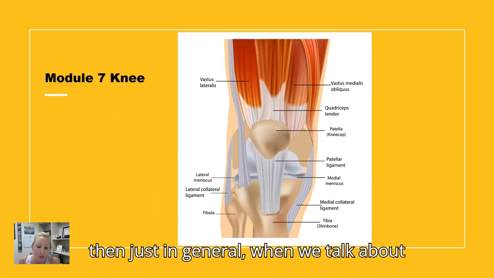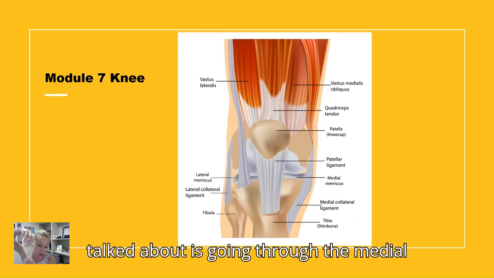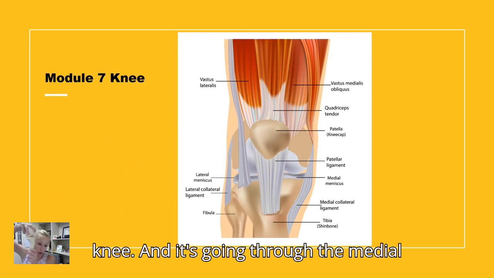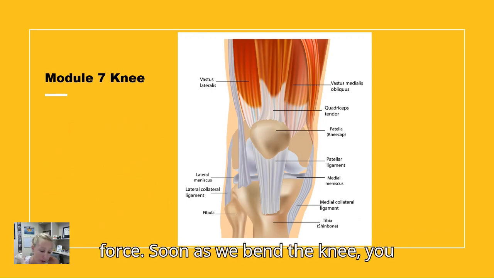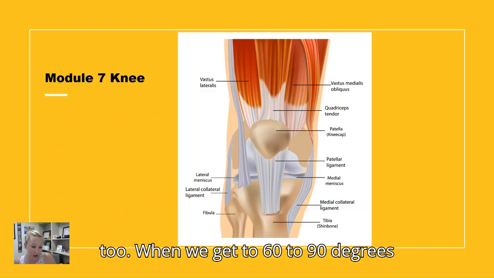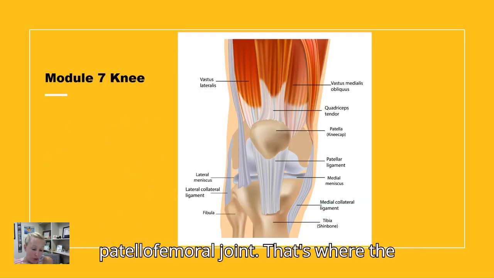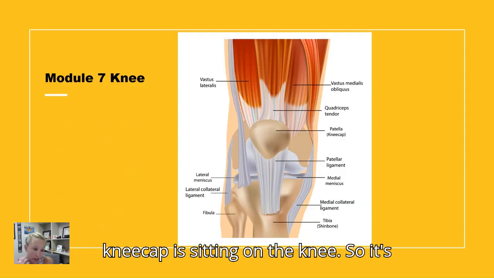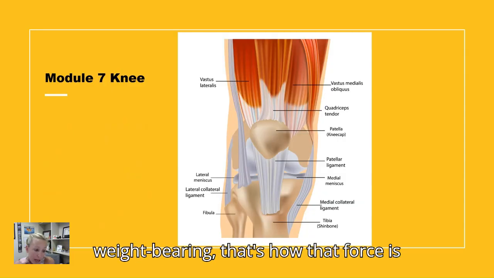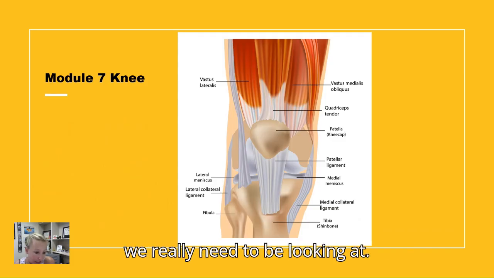And then just in general, when we talk about the force through the knee, when the knee is extended and we're in a weight bearing position, that force, like I talked about, is going through the medial knee, and the medial tibial plateau is taking a lot of that force. As soon as we bend the knee, you also have the kneecap out here. When we get to 60 to 90 degrees of knee flexion, that's where we have the highest point of stress through the patellofemoral joint, where the kneecap is sitting on the knee. So it's important to understand how that force is distributed in weight bearing. Those are the areas that we really need to be looking at.